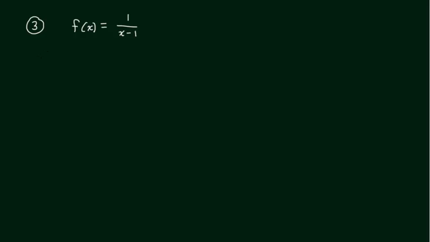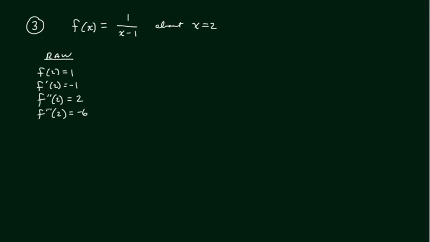Okay, part A. It says write the first 4 terms and the general term of the Taylor series expansion of this function about x equals 2. There are 2 ways to complete this task, to construct the Taylor series centered around 2. One is you can raw construct, like we did in lesson 2. In raw construct, we would find that f of 2 is equal to 1, f prime at 2 is equal to negative 1, f double prime of 2 is equal to 2, the triple prime of 2 is equal to negative 6, and the fourth derivative at 2 would equal 24.